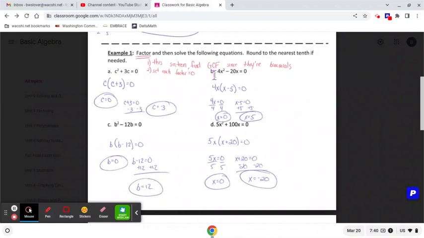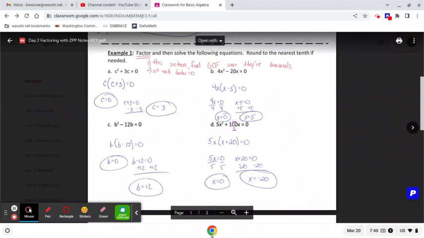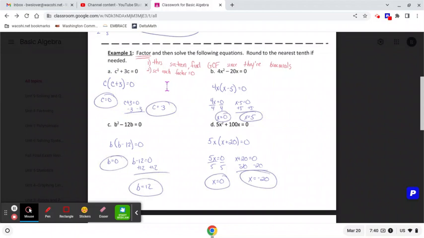So if you notice, each of these has two terms. Okay, so I'm going to identify the greatest common factor first. I'm going to factor that out, which is the C in letter A, and then I'm going to write what's left after I divide by C. So recall that we subtract our powers. So 2 minus 1 is 1. That's why I just have C, or you can write C to the first power. And then 3C divided by C is just going to be 3. So I have C equals 0 and C plus 3 equals 0, and then I solve.